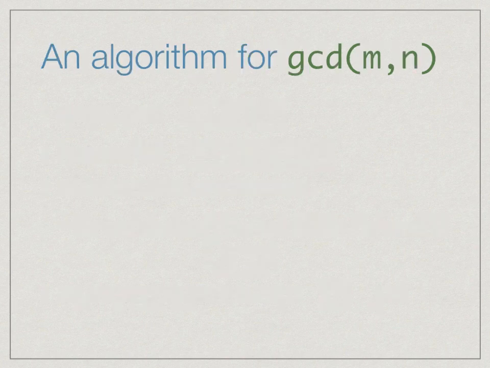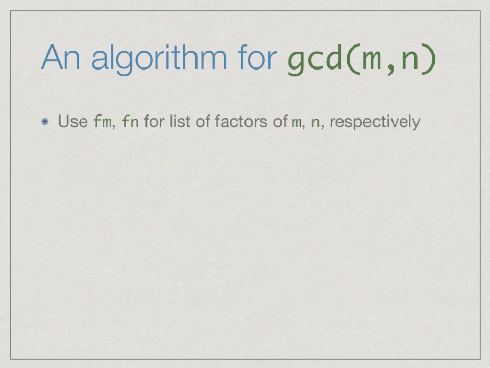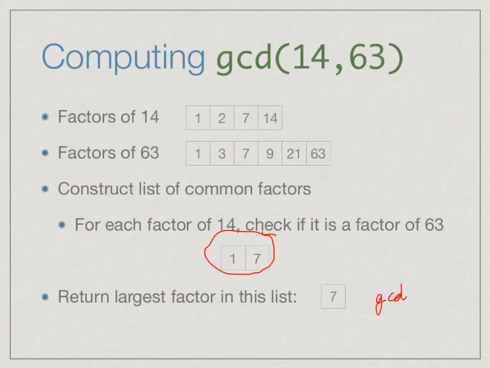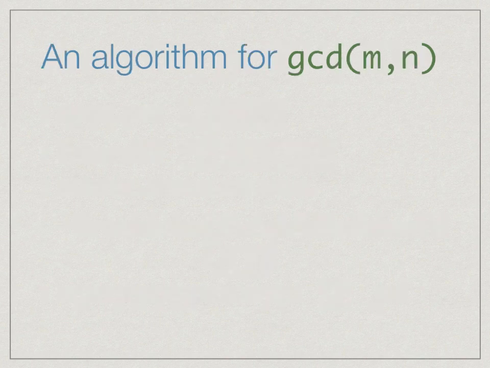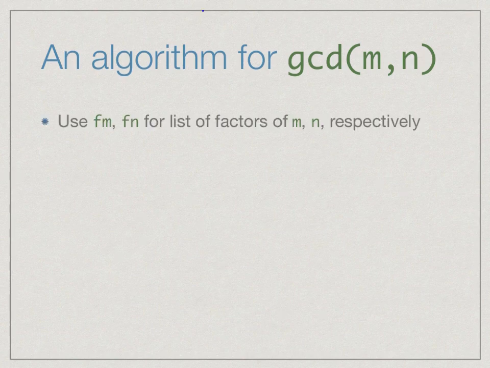So if we were to write it down in a little more detail, we need to notice that we need to remember these lists and then come back to them. So we need to compute the factors of 14, keep it aside, write it down somewhere. We need to compute the factors of 63, write it down somewhere, and then compare these two lists. In other words, we need to assign some names to store these. So let us call Fm for factors of m and Fn for factors of n as the names of these lists.